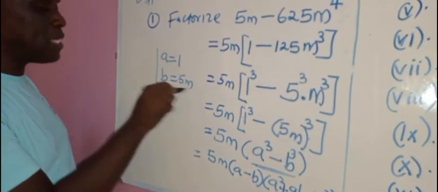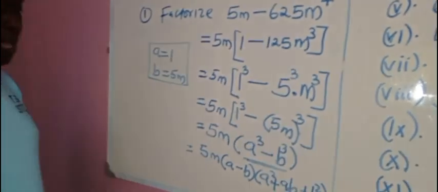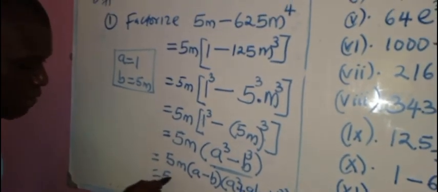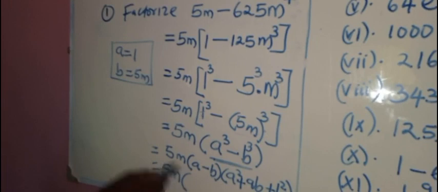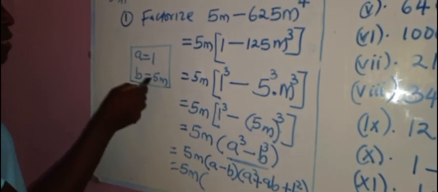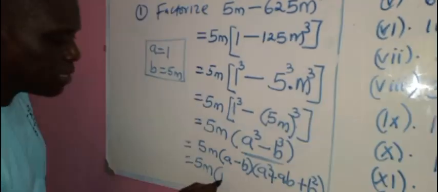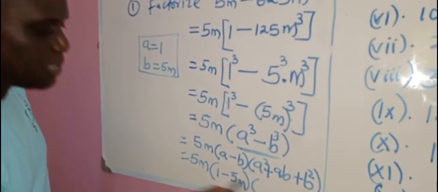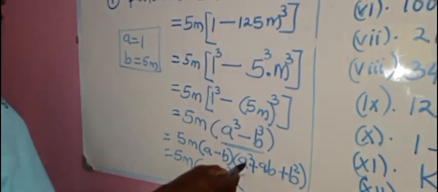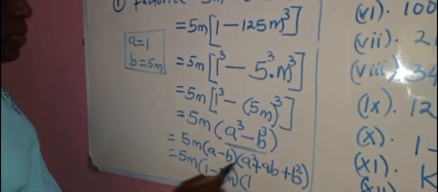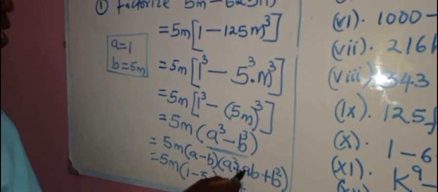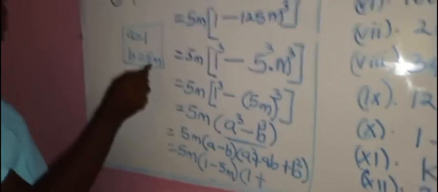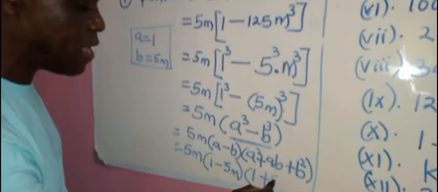So you need to write this somewhere in your answer script. So you now substitute. So the first, we have gotten 5m as the factor. Now this one now, wherever you see a and b, you put 5m and 1 respectively. So this becomes 5m minus 1 bracket, a squared, 5m times 5m, plus a times b. What is 5m times 1? That is 5m.